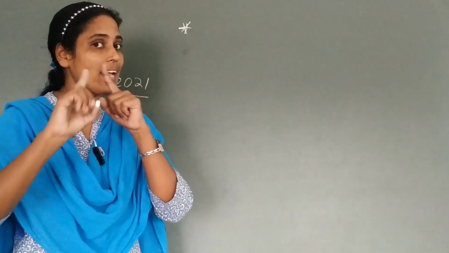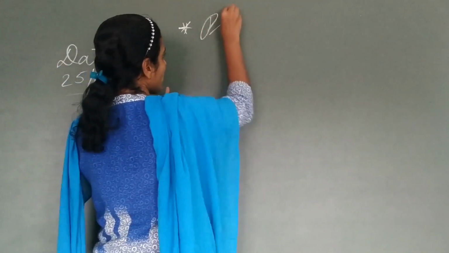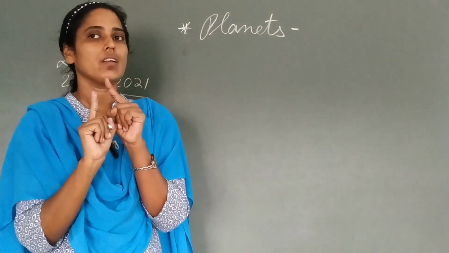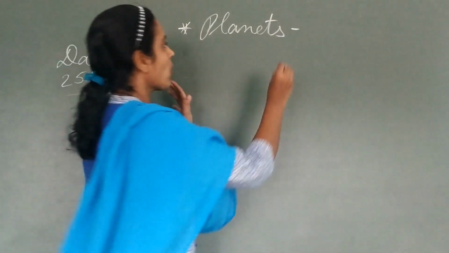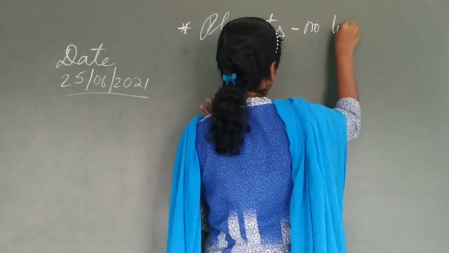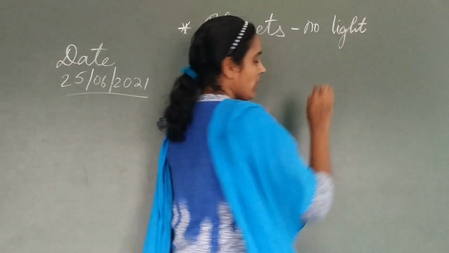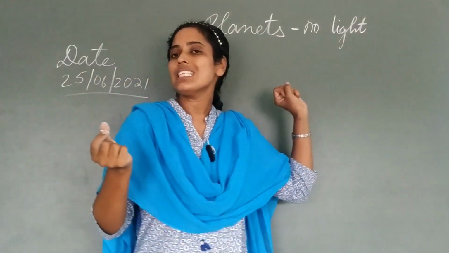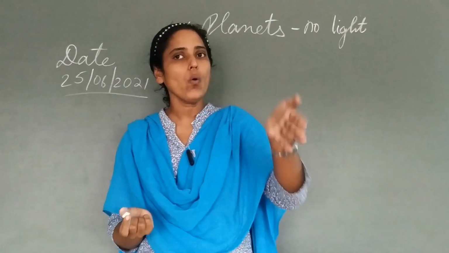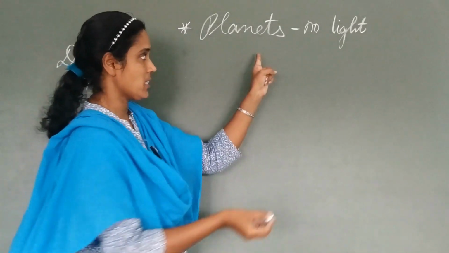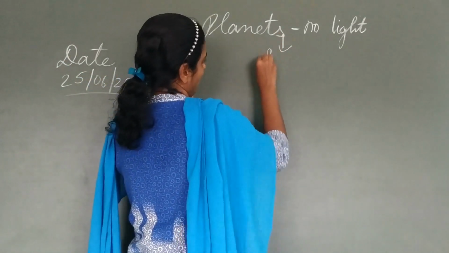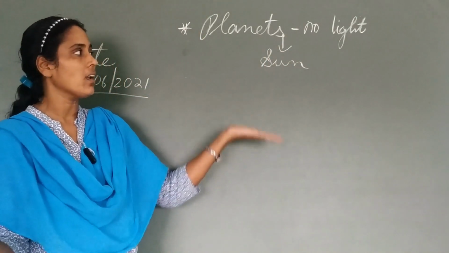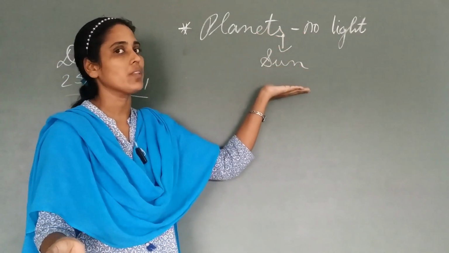So students, we drew the 8 planets. As we saw, Sun has its own light, but planets, students, all the planets do not have their own light. The planets have no light of their own. That is, they are not self-illuminated. So what is the meaning? When they don't have the light, they have to take light from some other element. So these 8 planets have no light of their own, and they are illuminated by the light of the Sun. Why? Because Sun is a life-giving source. It has its own light. So the planets take the light from the Sun.